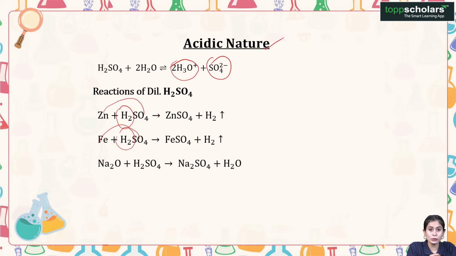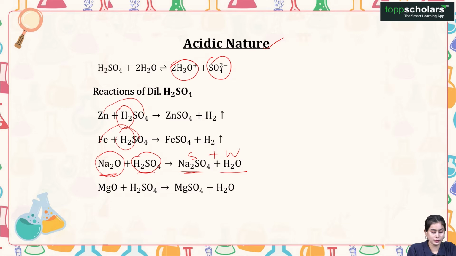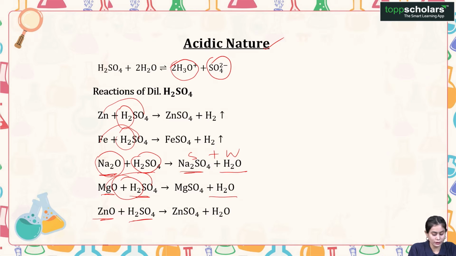Clear? Then using a base with an acid, we form what? Salt and water. What is this base? Na2O, sodium oxide. H2SO4 will give me Na2SO4 plus H2O. Reaction with the base. Reaction with another metal oxide, MgO. H2SO4 will give me MgSO4 plus H2O. A double displacement reaction, correct? Next, ZnO plus H2SO4 will give me ZnSO4 plus H2O.